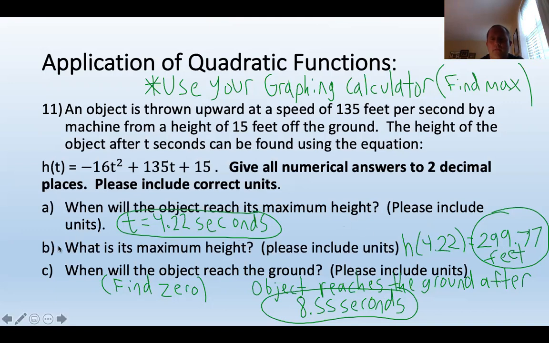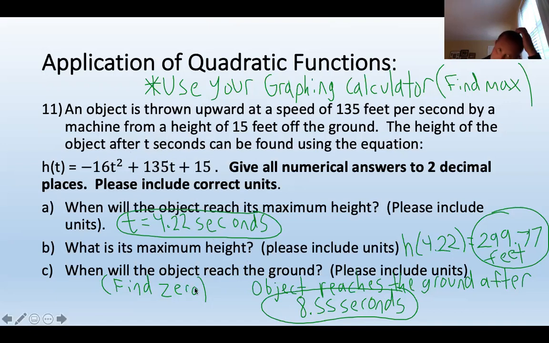And then C says, when will the object hit the ground? Now, when the object hits the ground, the height of the object is 0 feet. So if you substitute 0 in for h of t and solve for little t, then you would have the time that the object reaches the ground, the time it takes for the object to reach the ground. So that's like finding the zero of the function.